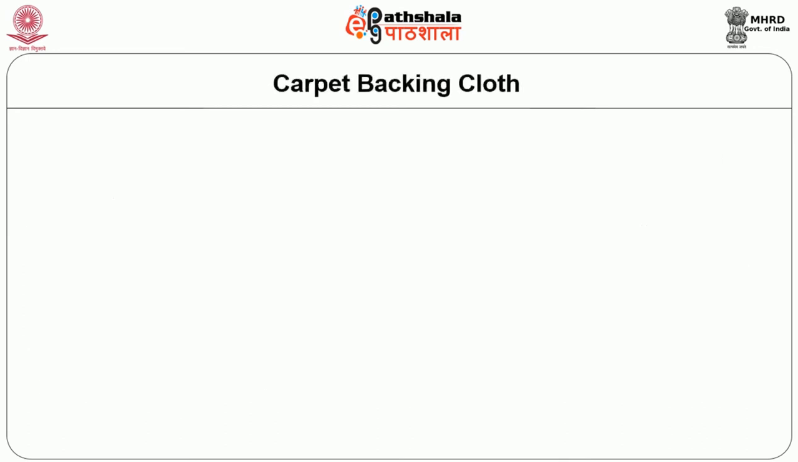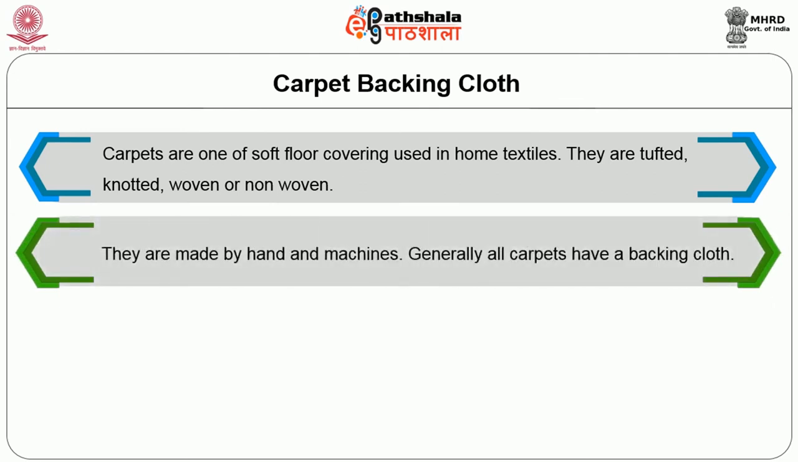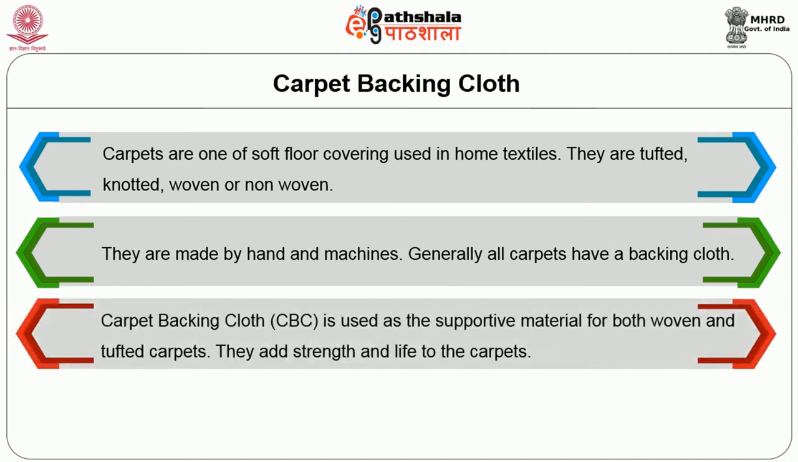The next component is carpet backing cloth. Carpets are one of the soft floor coverings used in home textiles. They are tufted, hand knotted, woven or non-woven. They are made by hand and machine. Generally, all carpets have a backing cloth. Carpet backing cloth is used as a support material for both woven and tufted carpets. They add strength and life to the carpet.